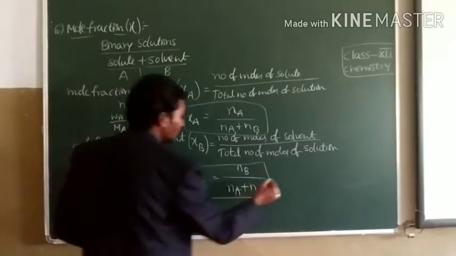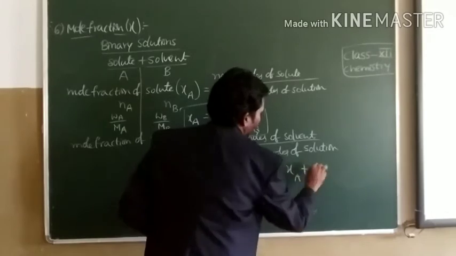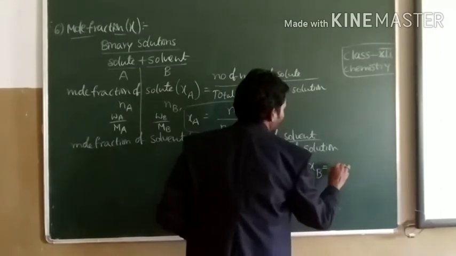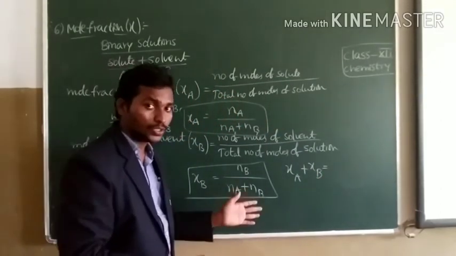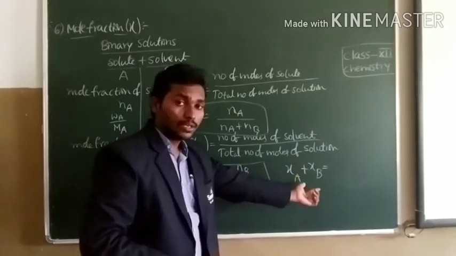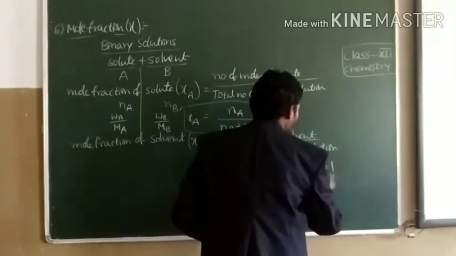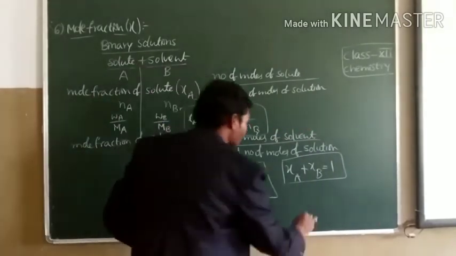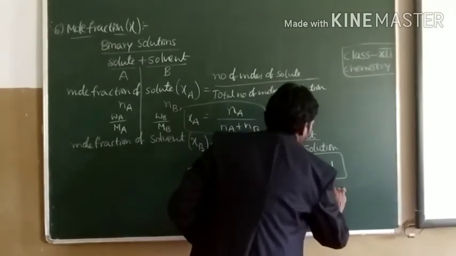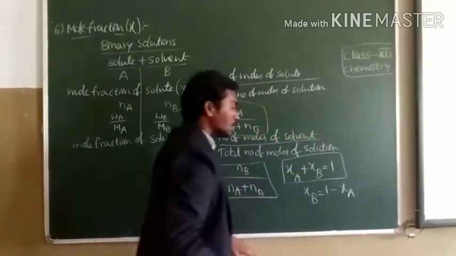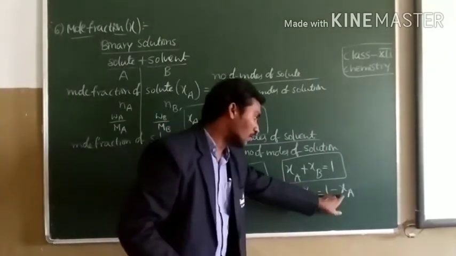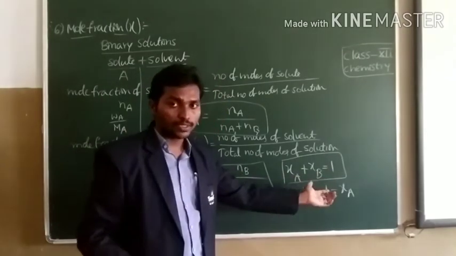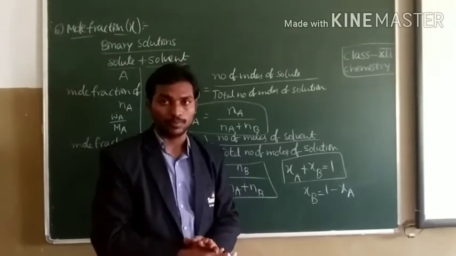That means chi A, mole fraction of solute, and chi B, mole fraction of solvent. So in a solution, the sum of mole fractions of solvent and solute is equal to 1. Or if you want to find out mole fraction of solvent, chi B is equal to 1 minus chi A. So if you know the mole fraction of solute, we can find out the mole fraction of solvent, because in a solution, the sum of mole fractions of solute and solvent is equal to 1.